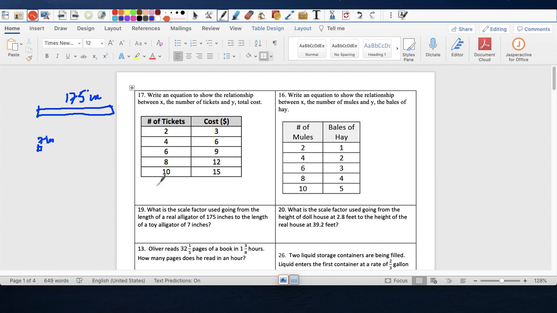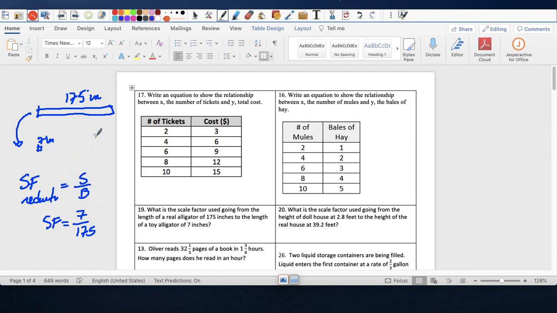So what's the scale factor going from the real alligator to the toy? You're going from big to small, so it's a reduction. And the scale factor for a reduction is small over big. We're going to get the small value, which is 7, and the big value, which is 175. So that's my scale factor. To go from the original, which is 175, to get to 7 inches, it was multiplied by 7 over 175.